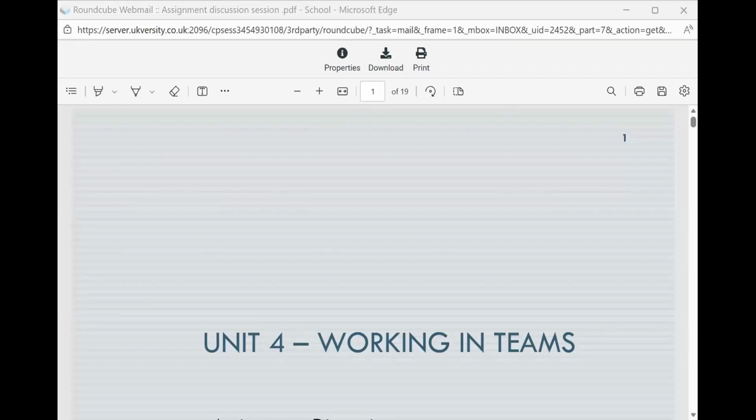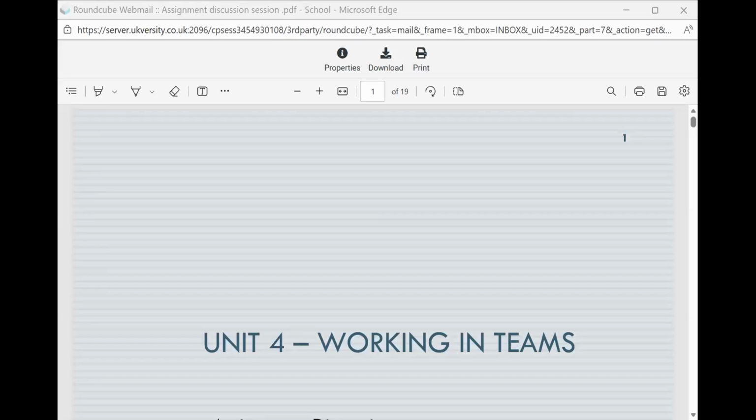Today we'll be looking at the overview of working in a team, in regards to gaining knowledge to develop your employability skills. If there are any questions you need to ask today, please ask them. This is the assignment discussion session. We've gone through the 4 learning outcomes, and today is the final session. If you have any questions, please either email learnthework@ukvarsity.co.uk or just ask, please.